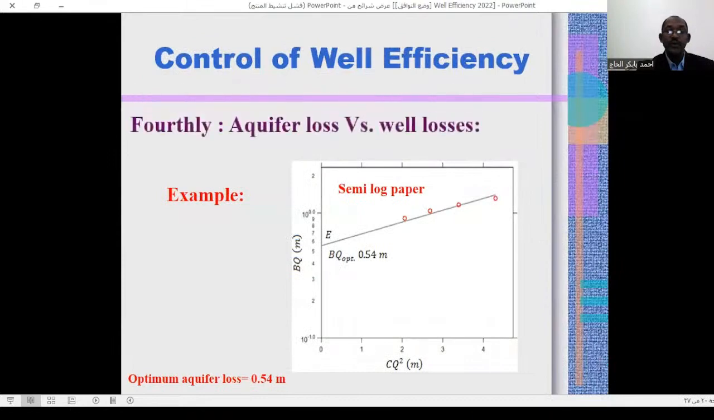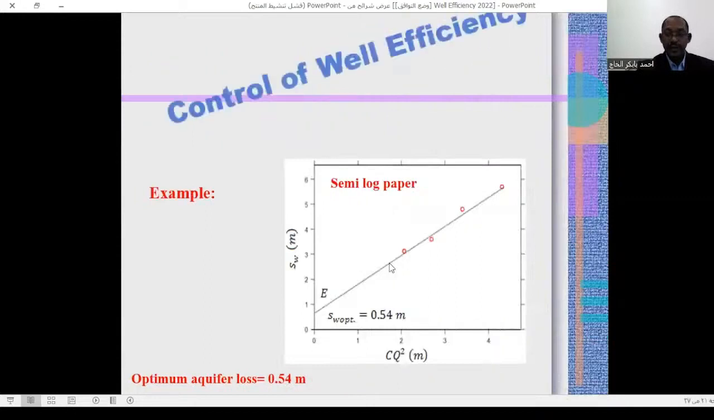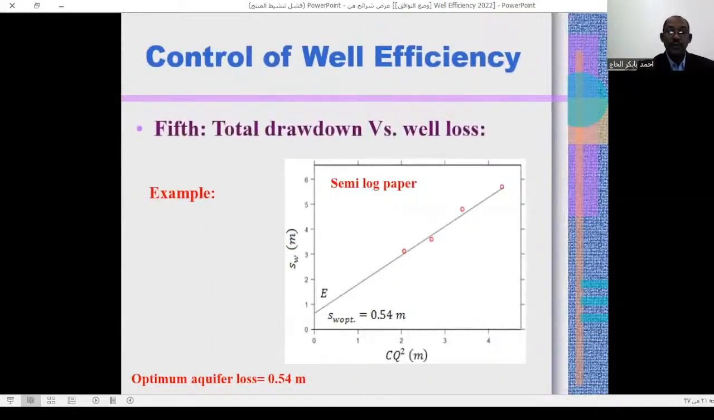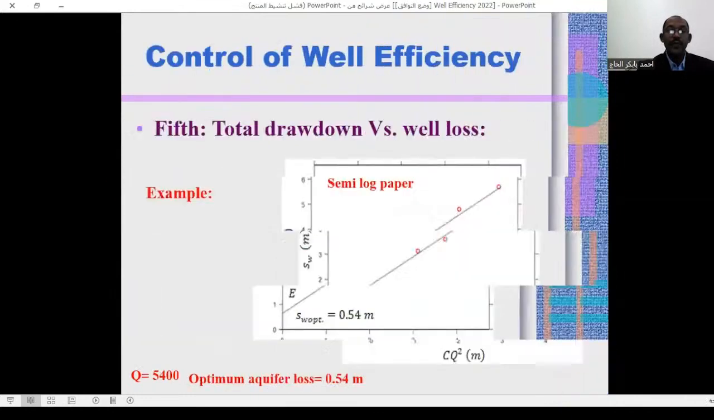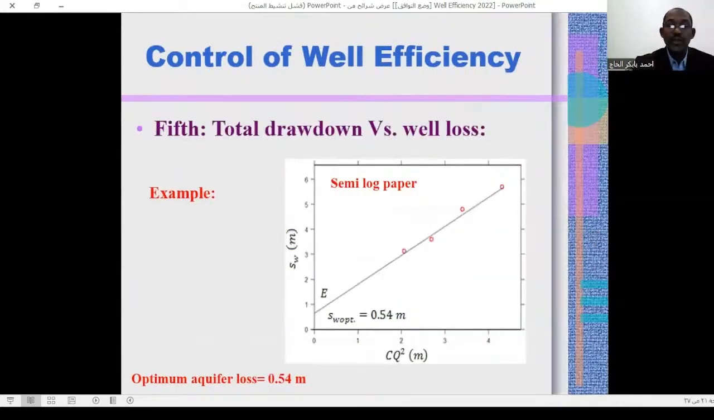Fourthly, aquifer losses versus well losses. Aquifer losses are plotted vertical on log scale, and well losses are plotted horizontal on the millimetric scale, on semi-log paper. The optimum aquifer loss equals 0.45 meter. Also, fifth method: total drawdown versus well loss, plotting on the semi-log paper, gives the same optimum aquifer loss value.